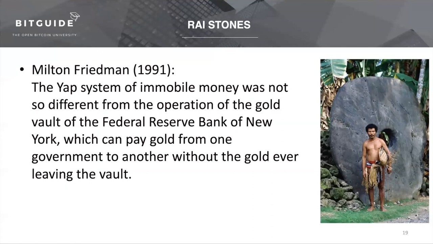So he realizes the similarity between the Yap system of using stones just as symbols of money and exchanging verbally really resembles the modern monetary system, where we just have reserves for just creation of some psychological benefit, but the actual money is ledger entries on bank databases.